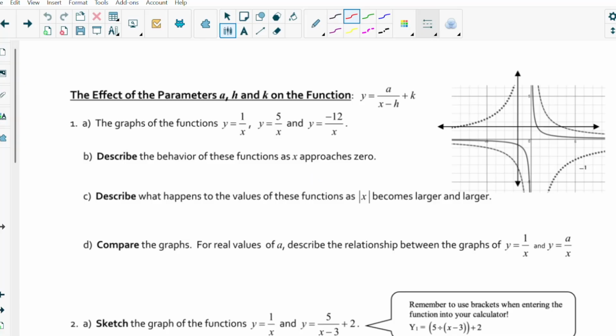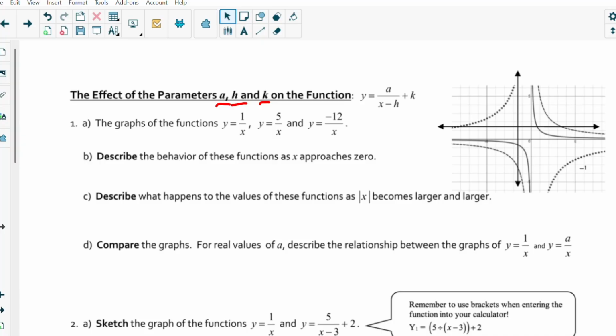Okay, let us look at the effect of the parameters a, h, and k on the function y equals a divided by x minus h plus k. So let's throw a couple of parameters in there. The graphs of the functions y equals 1 over x, y equals 5 over x, and y equals negative 12 over x are shown to the right.